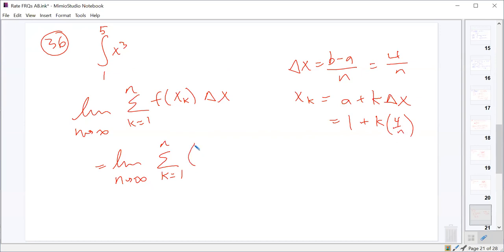So we should end up with 1 plus 4k over n, or x sub k, cubed times delta x of 4 over n. And looks like that is choice B. No, not choice B. Choice C. 1 plus 4k over n cubed times 4 over n. Good or no?